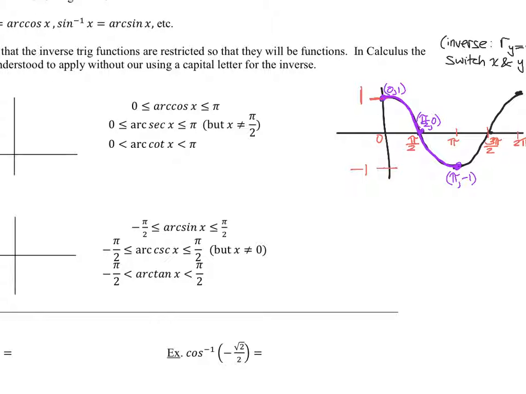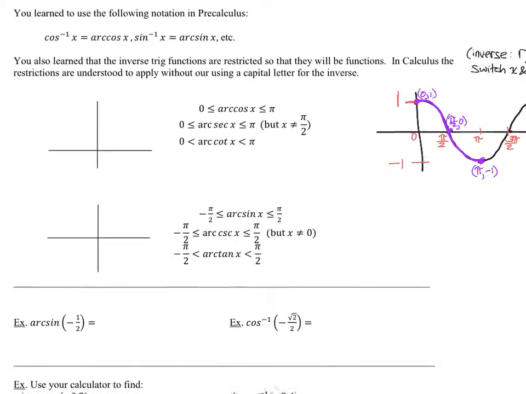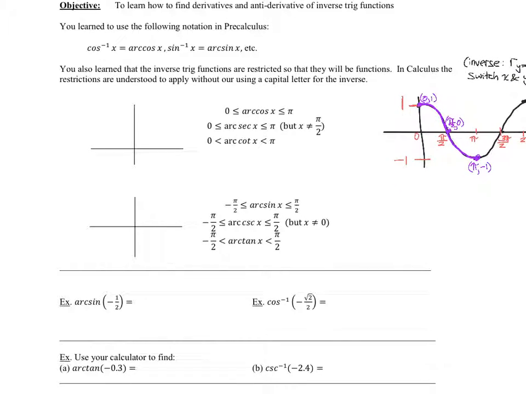So instead of 0, 1, I want 1, 0. All right, so I'm just going to jot down those important coordinates off on the side here. I want 1, 0. Instead of pi over 2, comma 0, I want 0, pi over 2. And instead of pi, comma -1, I want -1, comma pi.